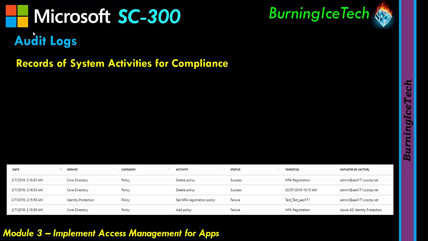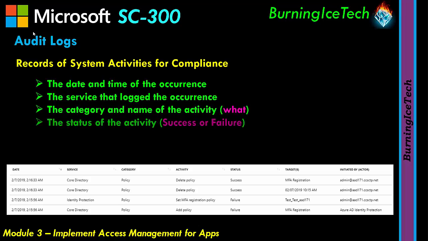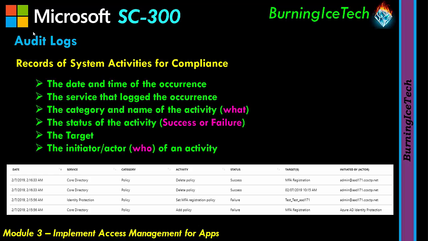All I can show you is where one would find this thing called audit logs. So yeah, it's records of system activities for compliance. The date and time of the occurrence is one thing it'll show you, as you can see there on the left in the screenshot. That's why I've got the screenshot. It shows you the service that logged the occurrence. It will show you the category and the name of the activity. It shows you the status of the activity, which would be the success or failure. It shows you the target. And lastly, folks, it shows you the initiator or actor, in other words, the who of an activity.